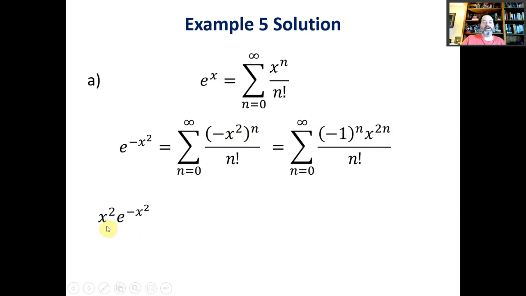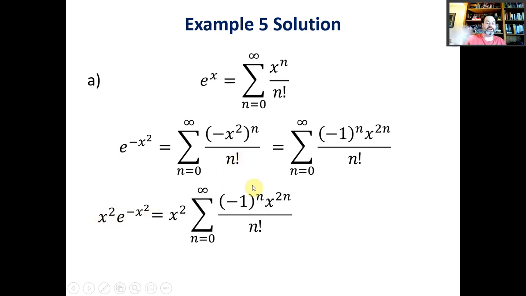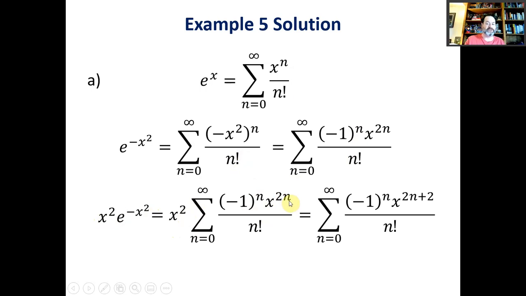Now I want to find the Taylor series representation for x squared e to the minus x squared. But I can just multiply. So I'm just going to take this power series and multiply by x squared. So x squared times x to the 2n, well, that's just x to the 2n plus 2. So we've taken a known power series and manipulated it, right? Here's a multiplication problem. Here's a different exponent that could be of the form cx to the m.